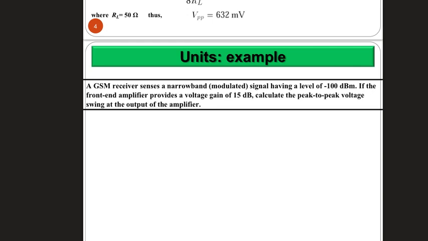Okay? If the front end amplifier, the first amplifier that the signal meets, provides a voltage gain of 15 dB, calculate the peak-to-peak voltage swing at the output of the amplifier. Start now, just draw: where is the power going into the input, what does it look like, and what do I want to calculate at the output, and then after that do the calculation. So the first step, just try to draw a block diagram for this circuit. A block diagram should take you 10 to 15 seconds, and then the solution should take you maybe 1 minute to figure out all the numbers.